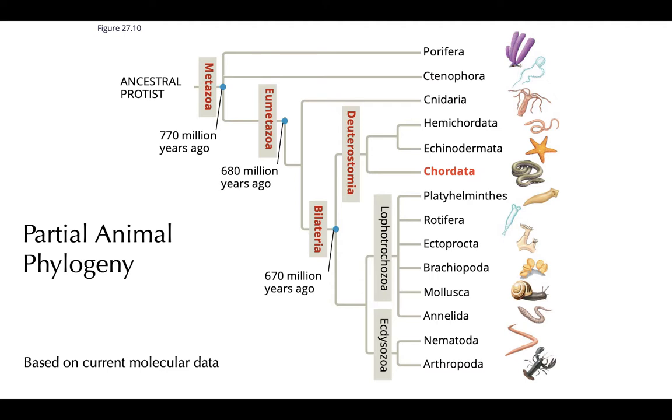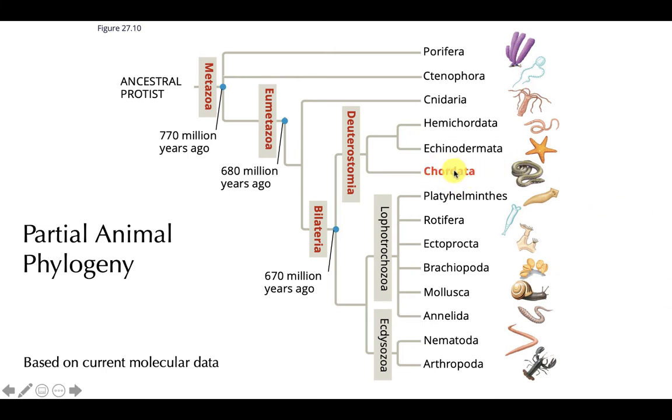I'm going to discuss the basal groups of chordates and the basal groups of vertebrates, meaning the earliest branching groups in both the chordata phylum and the vertebrate clade underneath that. Here's a partial animal phylogeny just to orient you to where we are.